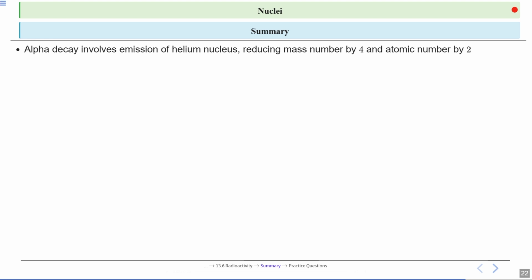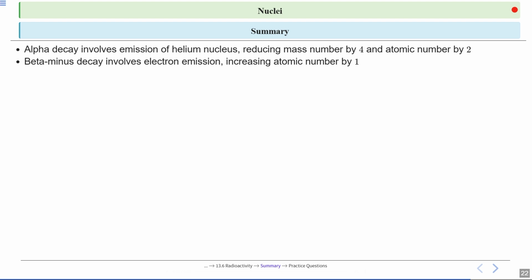Let's look at alpha decay. In this process, a nucleus emits an alpha particle, which is the same as the helium nucleus, made up of two protons and two neutrons. This means the mass number of the original atom goes down by 4 and the atomic number drops by 2. Let's talk about beta minus decay.